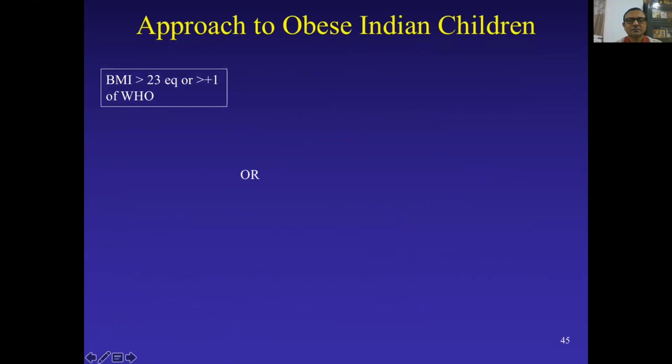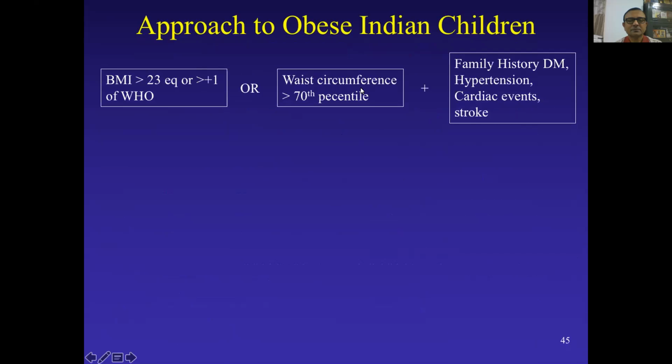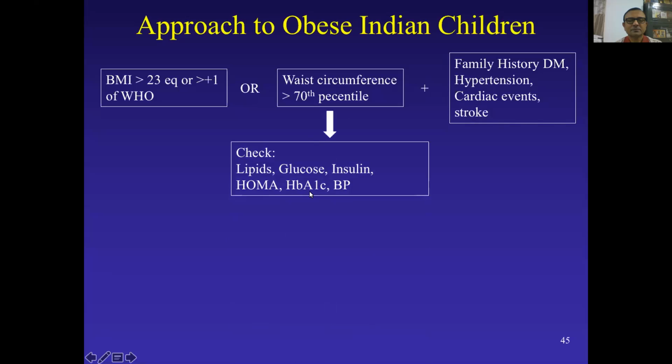So my simple approach to an Indian child who is obese is: if the BMI is more than 23, or if the waist circumference is more than the 70th percentile, and if there is a family history of diabetes, hypertension, cardiac event, or stroke, then check lipids, glucose, insulin, HOMA, HbA1c, and BP.